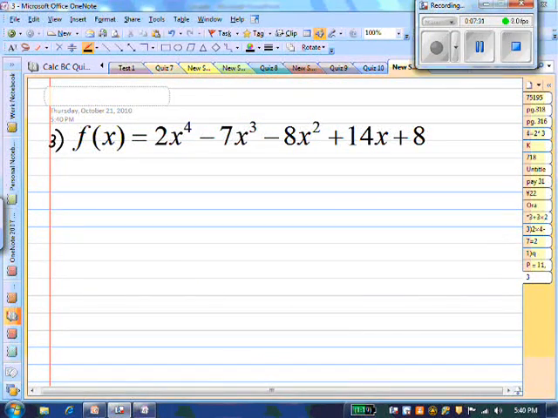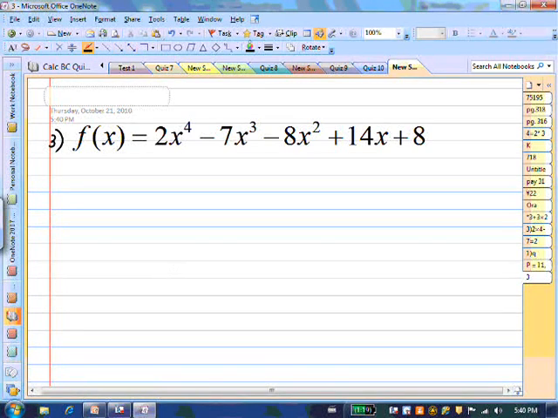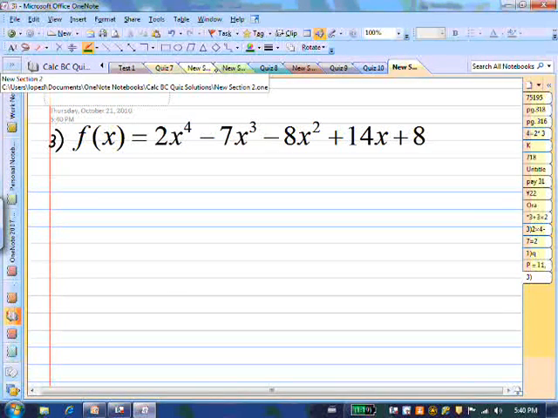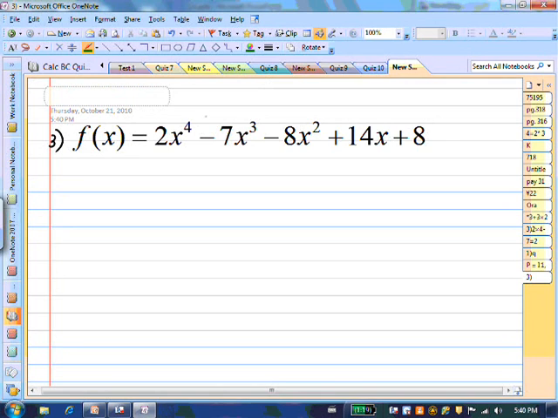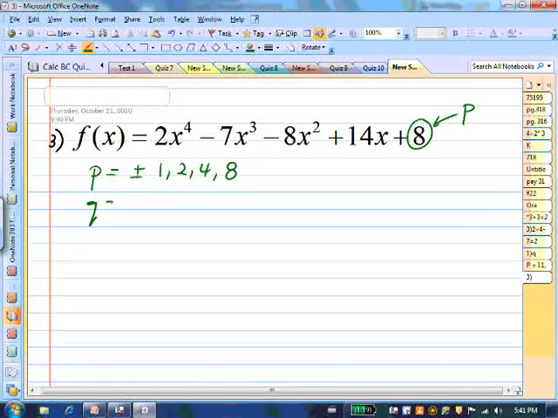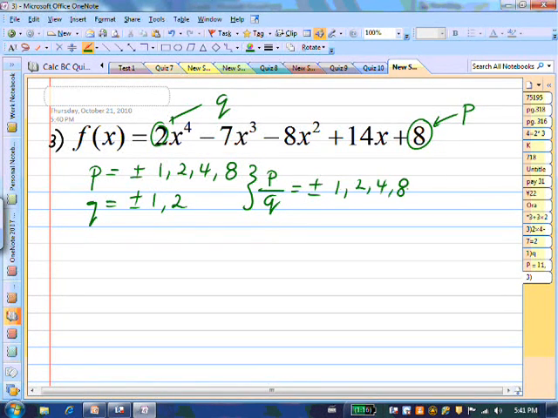Here's a third problem, and the reason I want to go through this is there are just a lot more choices, or a lot more factors, because I'm going to need to find 4 of them. So P are all the factors of 8, which in this case are plus or minus 1, 2, 4, and 8. Q are all the factors of the lead coefficient 2, which are just 1 and 2. So P over Q might generate quite a lot of choices. So I'm going to go 1 over 1, 2 over 1, 4 over 1, 8 over 1. 1, 2, 4, 8. And then I can go 1 over 2, but look what happens.